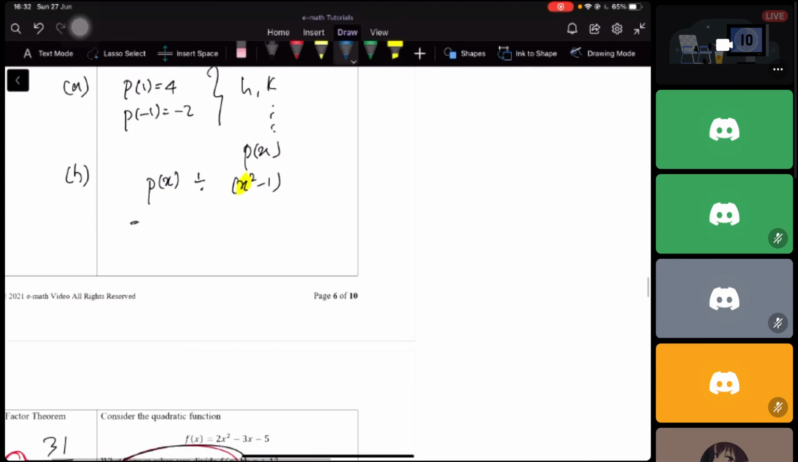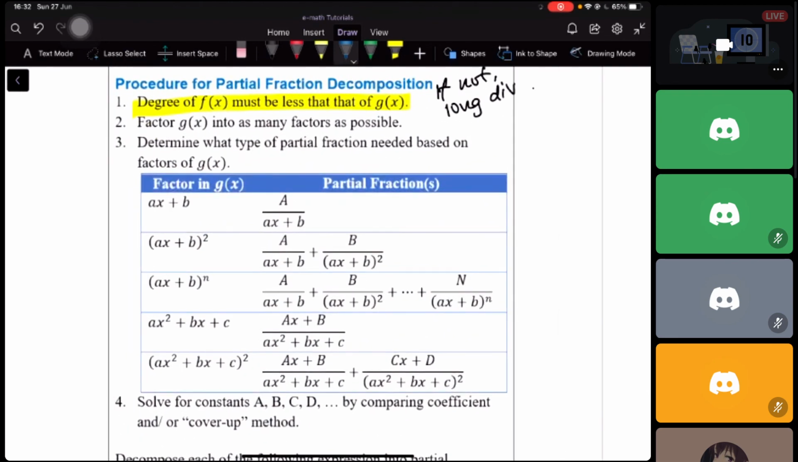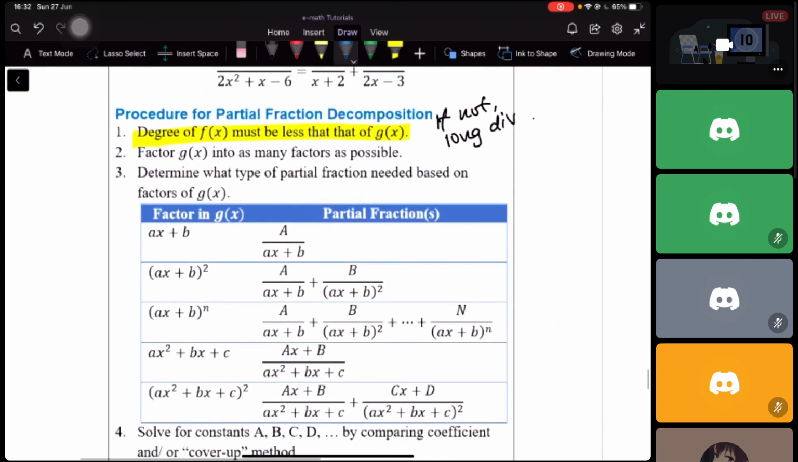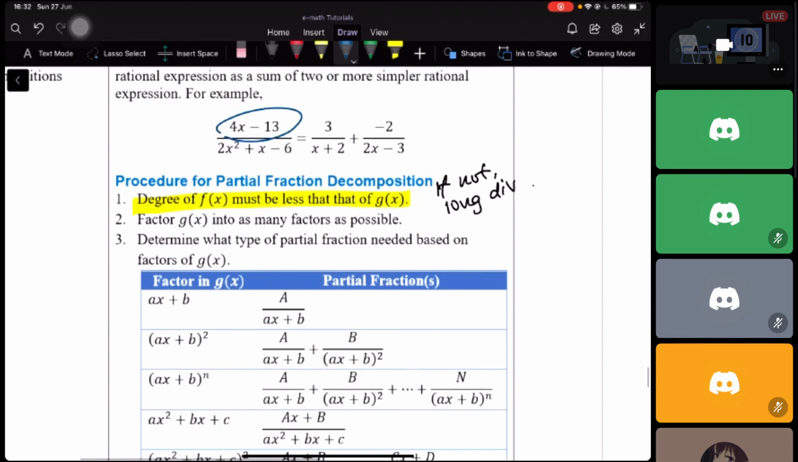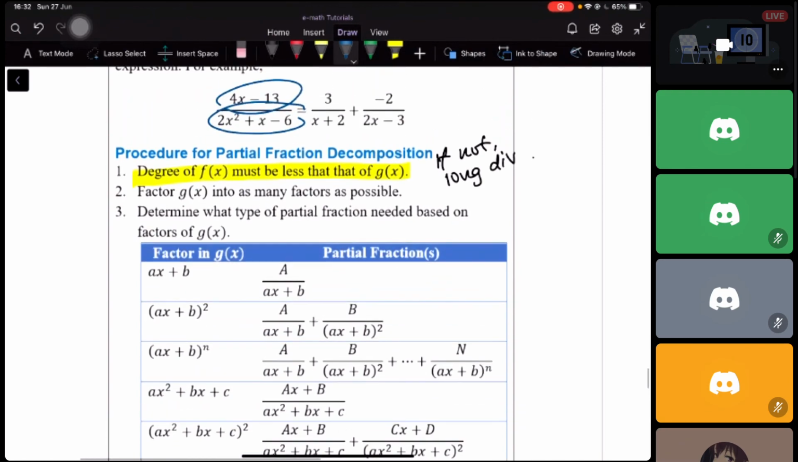So what is the procedure to do partial fraction? After you make sure that the degree on top is less than the degree at the bottom, you can start doing the work. You try to factor the denominator into as many factors as possible, I mean into the simplest factors possible.